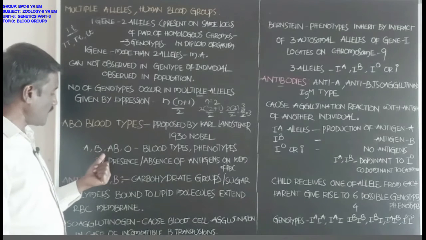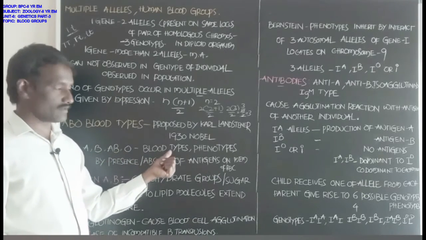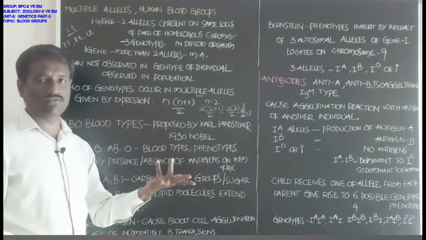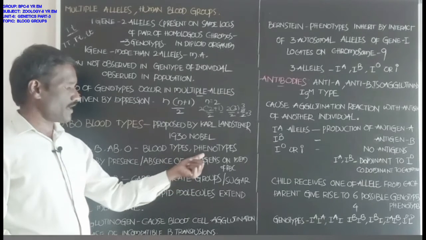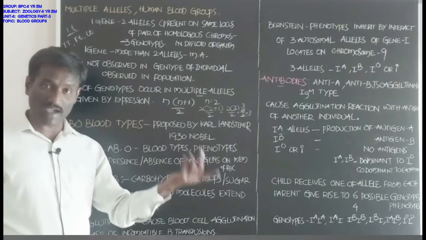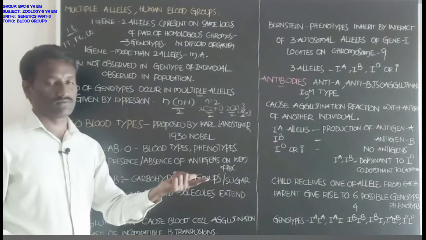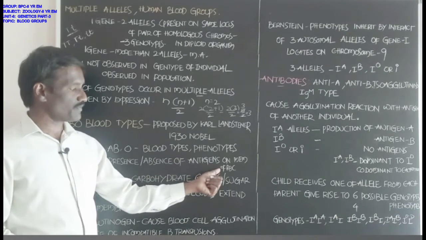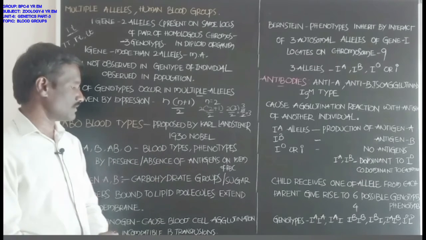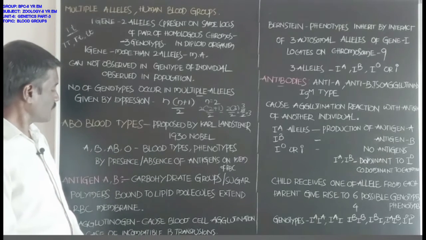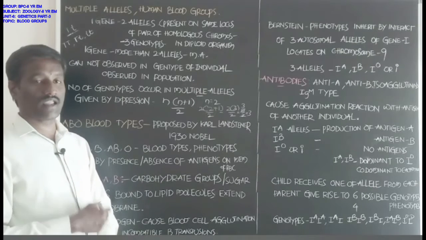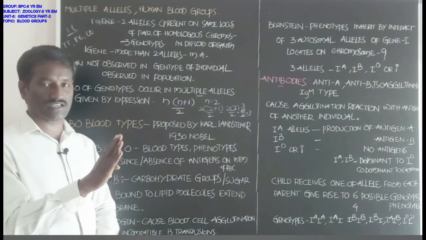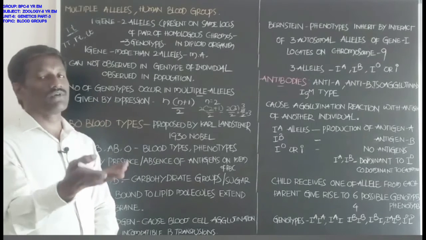A, B, O, these are the blood types, also called phenotypes. Phenotype means the character for blood group, one of the characters controlled by the gene. Next, by the presence or absence of antigens on the membrane of a red blood cell. Students, this is the phenotypic character: A blood group, B blood group, based on the presence of antigens on the membrane of the red blood cell.